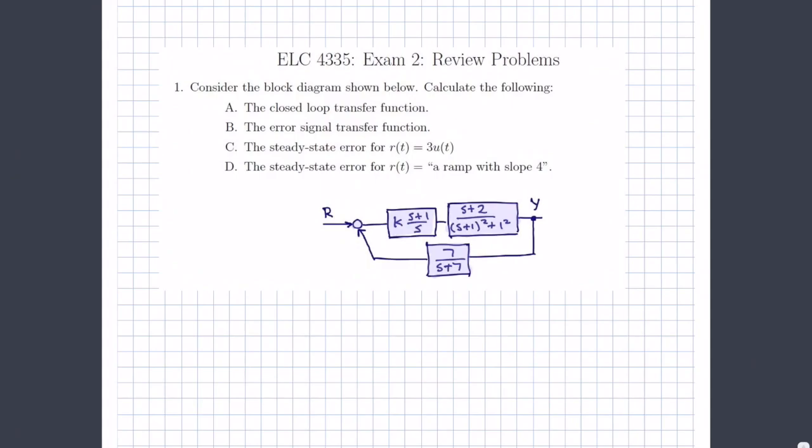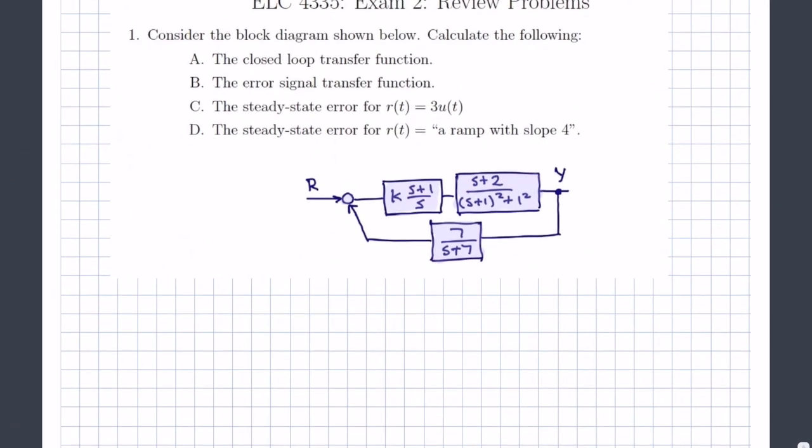This video is a solution for the first problem on the exam 2 review problems. Okay, so we're taking a look at this and we're asking for things: the closed loop transfer function, the error signal, the steady state response for 3 times a unit step.